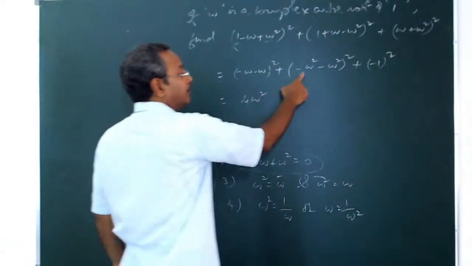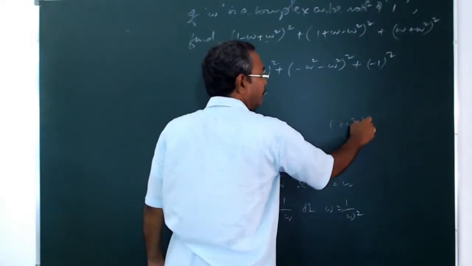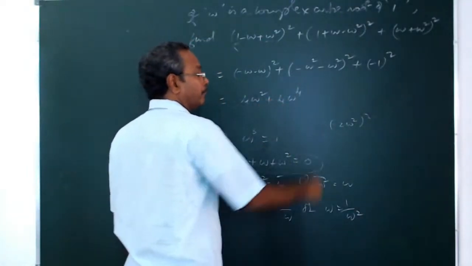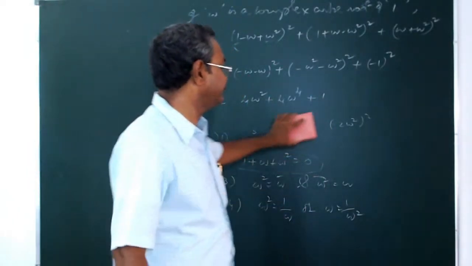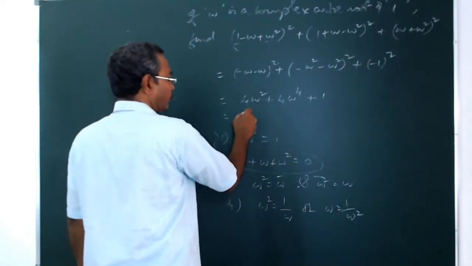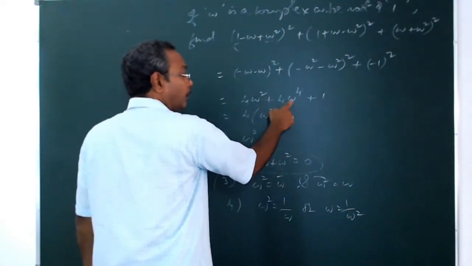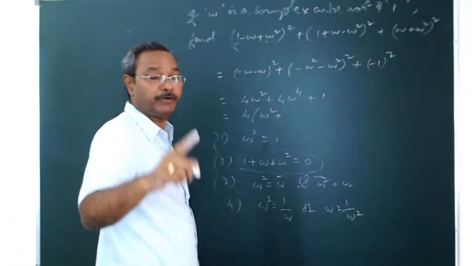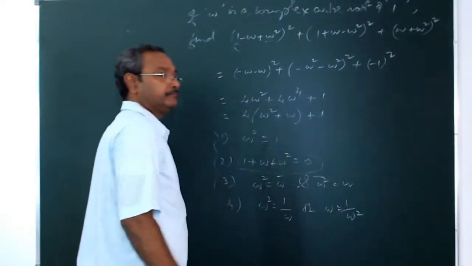And look at the next one, minus 2 omega square whole square. So it is plus 4 omega to the power of 4. Plus 1 this one. Minus 1 square is 1. Now this is 4 into omega square plus omega to the power of 4. Mind you, omega to the power of 4 is omega cube into omega, which is omega. Plus 1.